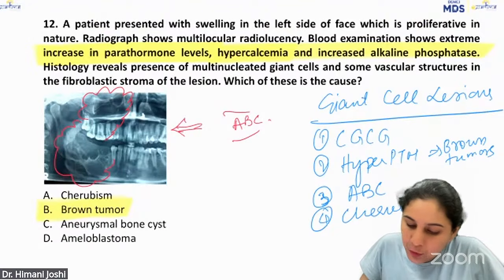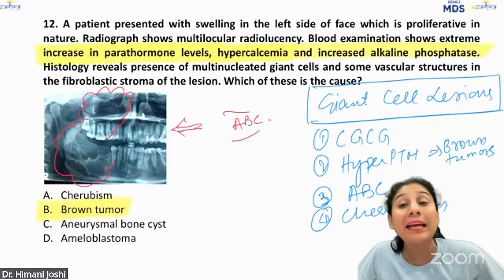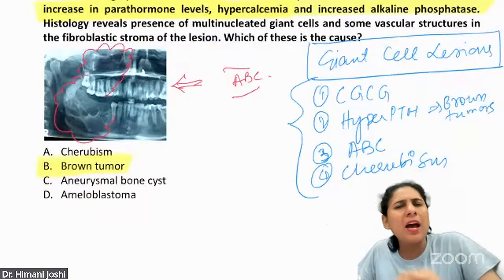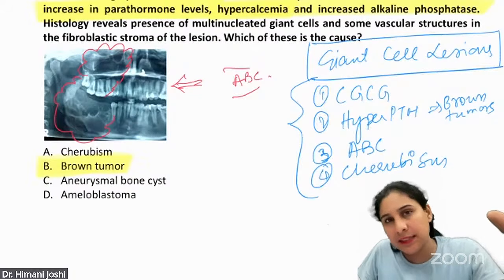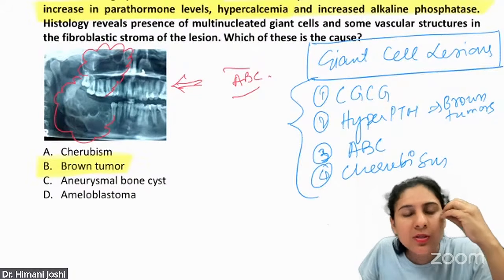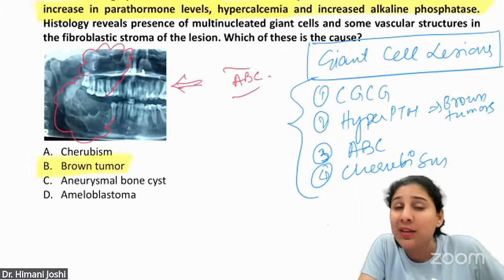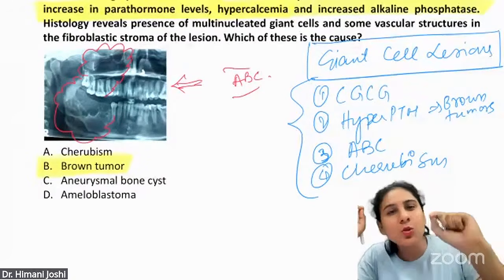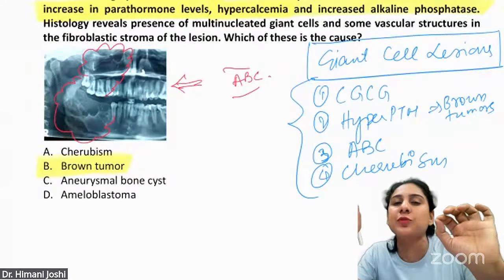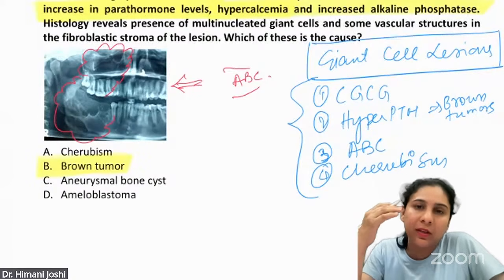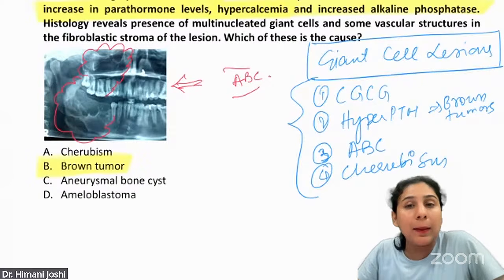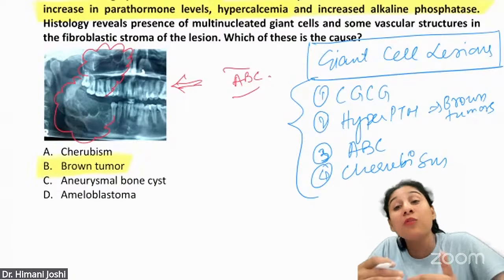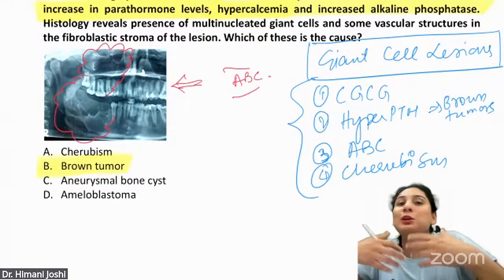Why I love talking about giant cell lesions is it's a very intriguing phenomenon. All these 4 pathologies have the exact clinical presentation, have almost similar radiographical presentation, and almost similar histological presentation also. It is only that minor histological difference is going to differentiate between CG, hyperparathyroidism, ABC, and cherubism. All right. Now, when you are treating it, the treatment of all the 4 is absolutely different.